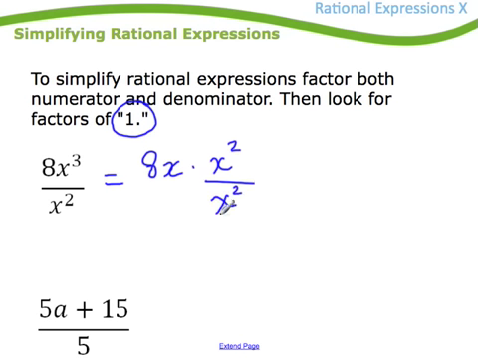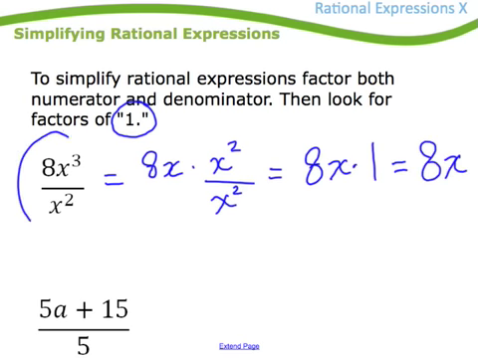Notice that x squared over x squared is the same thing, and that's called a factor of 1. In the olden days, and still some people do this, they say, well, we can cancel those. And indeed, you can cancel them, but the concept is that x squared over x squared is simply 1. And multiplying by 1 doesn't change anything, just like I showed you on the last page. And so a simplification of this rational expression is simply 8x. Notice I was looking for factors of 1.